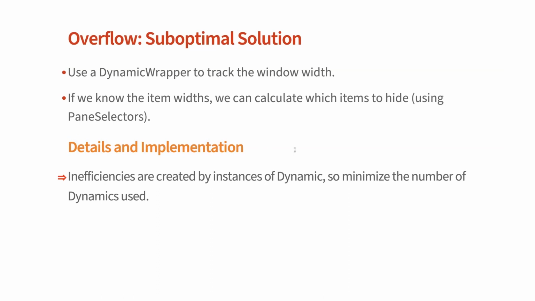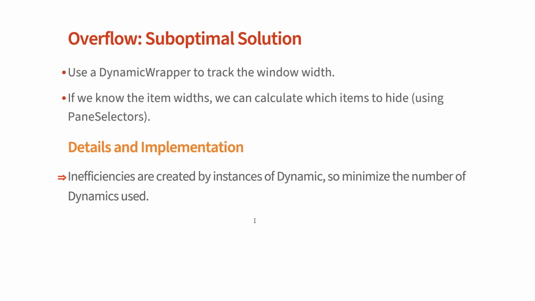Basically what you find is that because there are lots of explicit dynamics in this solution, they create inefficiencies. For example, there's the DynamicWrapper, which is going to fire every time the window is resized, and then there's a Dynamic in each item to know when to switch it. So the moral of this story is, can we do this without using Dynamic?